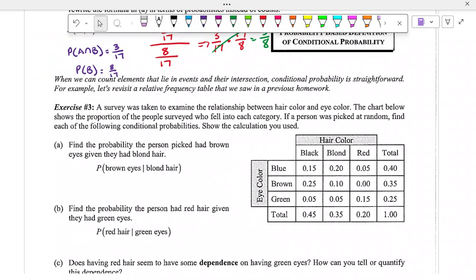They want the probability that the person will have brown eyes given that they have blonde hair. First off, what's the probability that they will have blonde hair and brown eyes? So what's the both? The probability of brown and blonde is equal to 0.10. So it's the intersection, and it's taken out of the total.